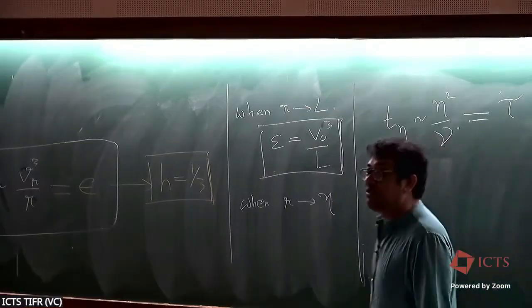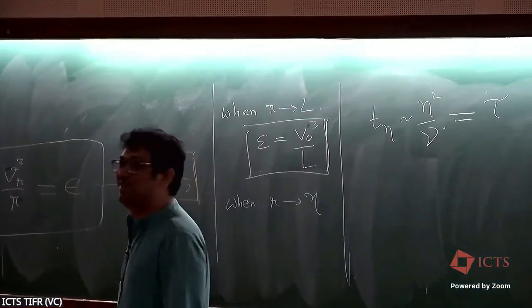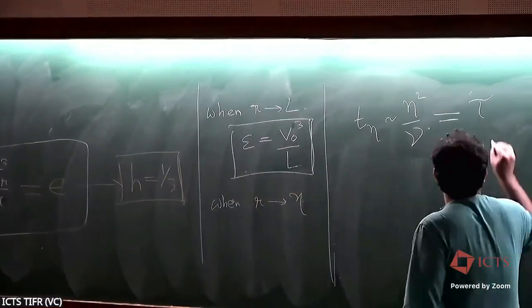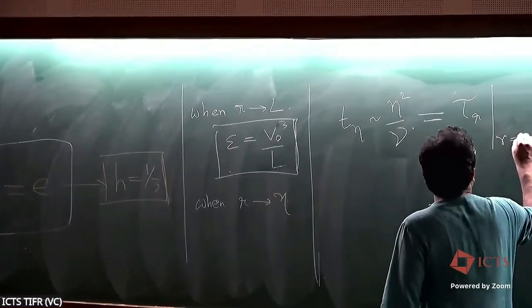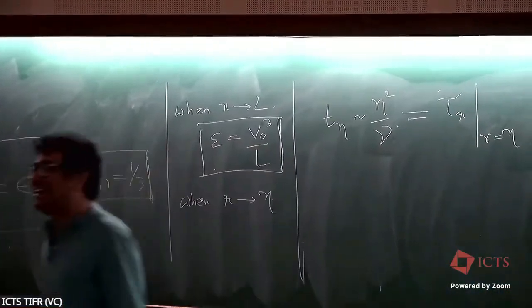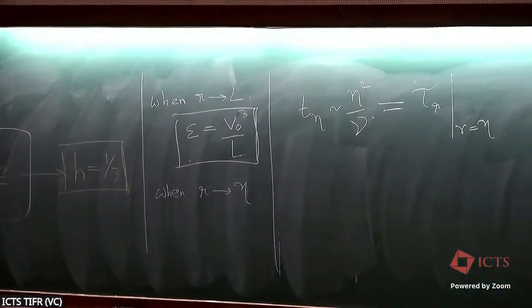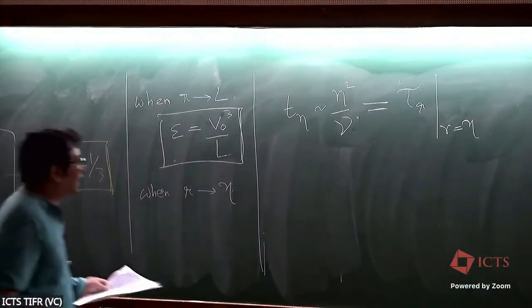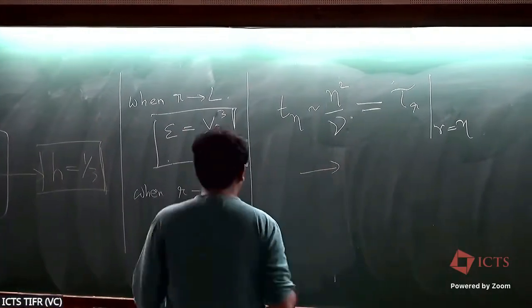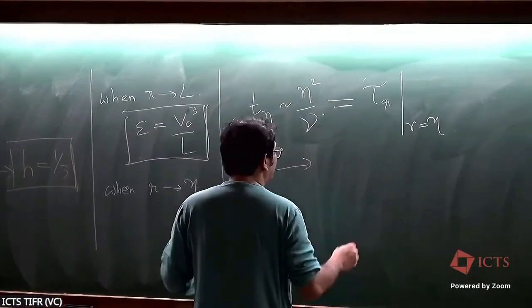Probably with my handwriting, it doesn't matter if I've used tau or t, they all look the same. So I can calculate this at eta, and I can equate the two time scales. And that gives me something very nice. I won't go through the calculations because we are running late as usual.